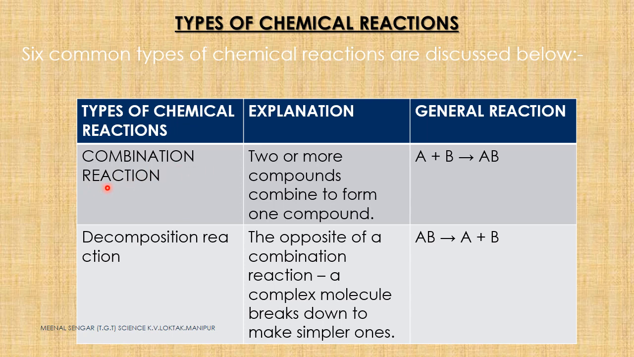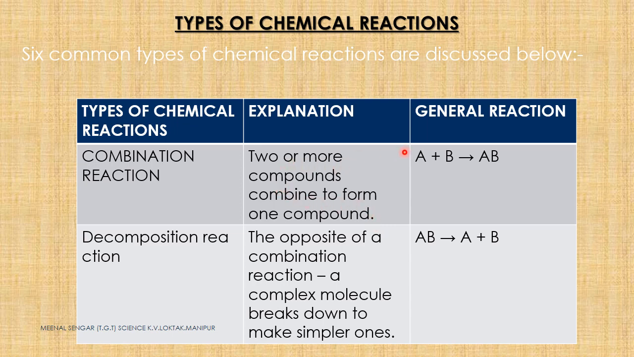First is the combination reaction. Combination means when we combine things together. In this reaction we combine two reactants. You all know what reactants are? Reactants are those chemical substances, elements or compounds that react and give a suitable product by chemical change. So in a combination reaction, 2 or more compounds combine to form one compound. That means only one single compound is formed.